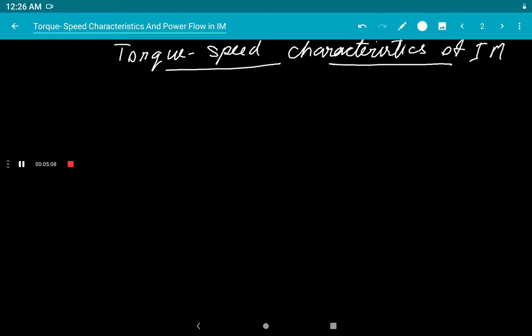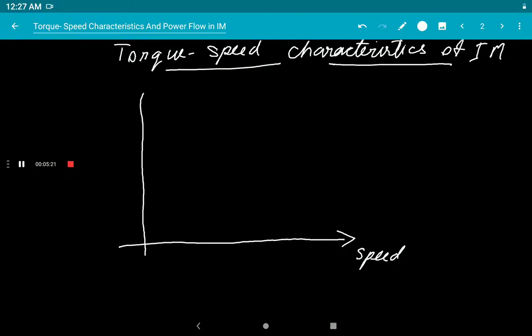Now the characteristics of an induction motor. For that we represent the characteristic curve with speed on the x-axis, and here it is torque. Now we are going to draw the characteristic curve.